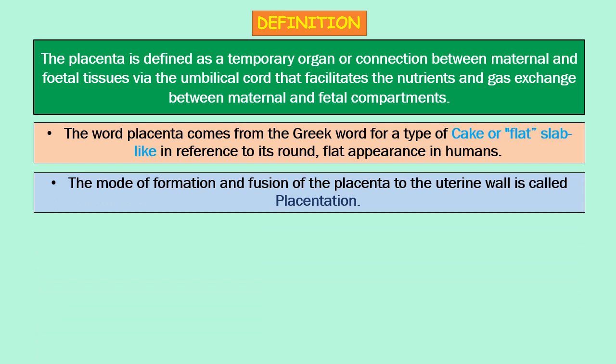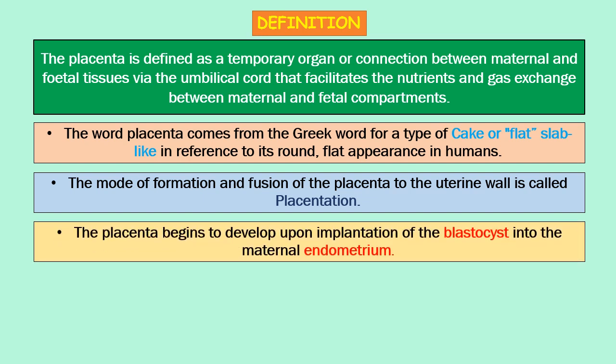The mode of formation and fusion of the placenta to the uterine wall is called placentation. The phenomenon of placentation is invariably related with the viviparity of the organisms. In all viviparous animals, the development of the young one takes place inside the uterus of the mother, and the amount of yolk of the egg does not remain sufficient for the development of an embryo. Therefore, the developing embryo has to depend on the mother for its nourishment, oxygen supply, and other physiological assignments.